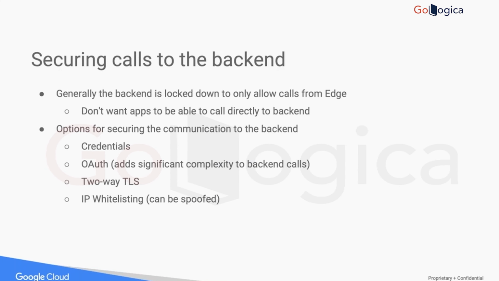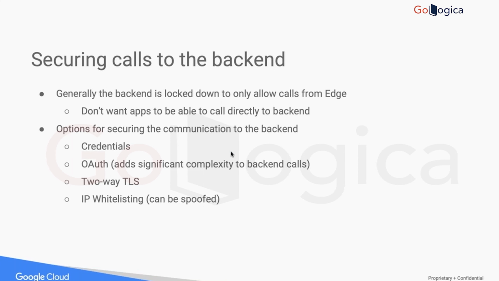And when you want to secure the call to the backend, as I mentioned, the most preferred way is two-way TLS. But sometimes, from Apigee to the backend, we can also do this based on credentials, or we can also do OAuth from Apigee to the server as well. But that's a big effort, so we try to avoid it as much as possible, to be honest.